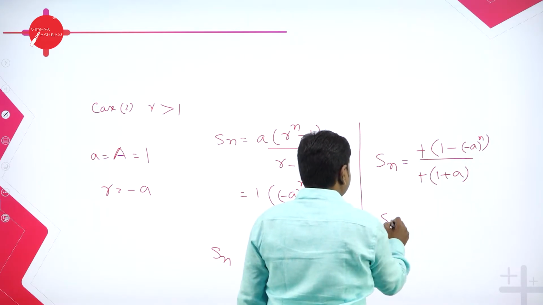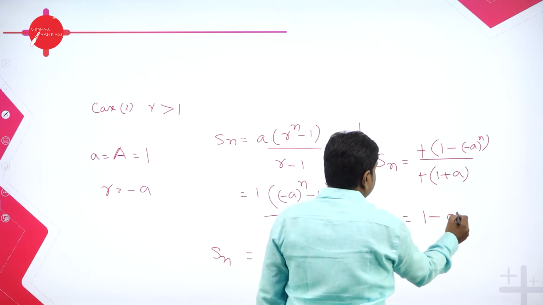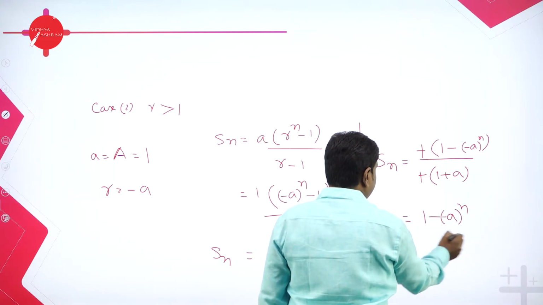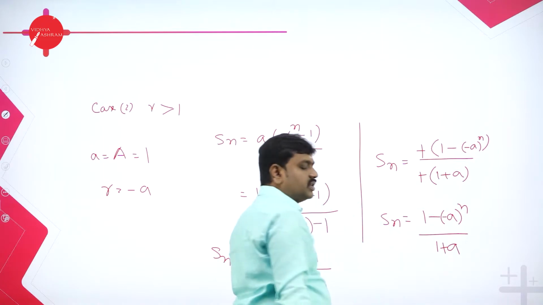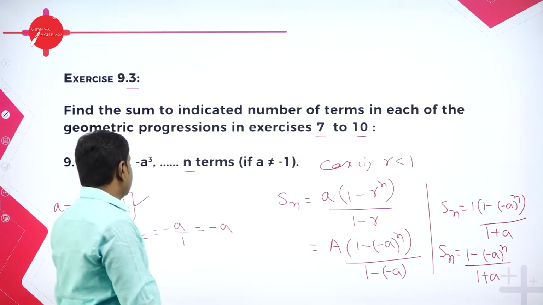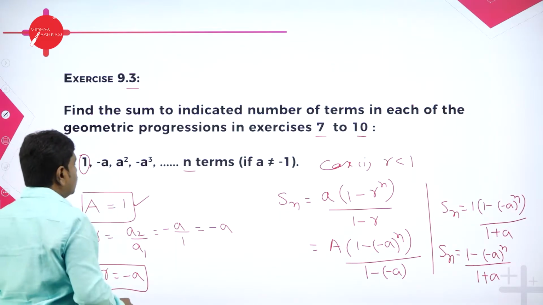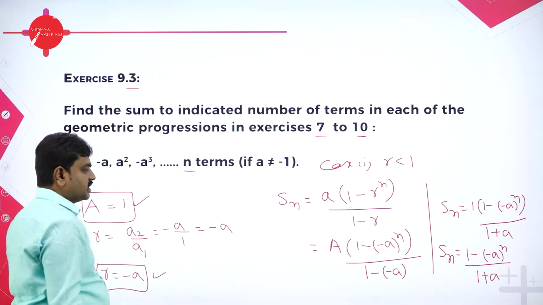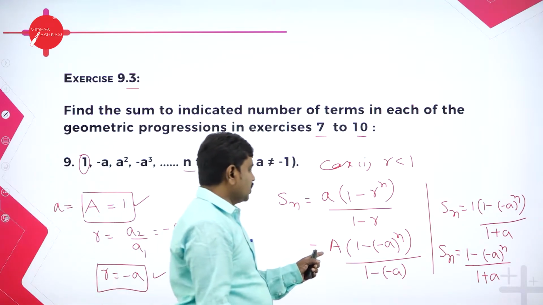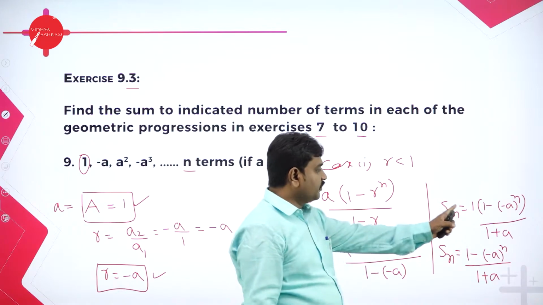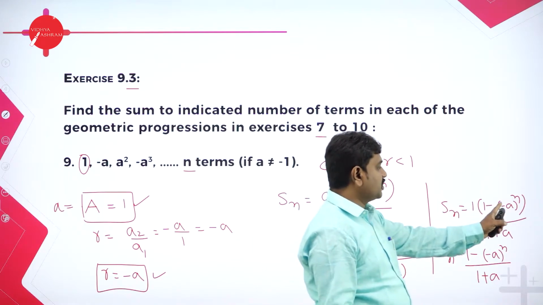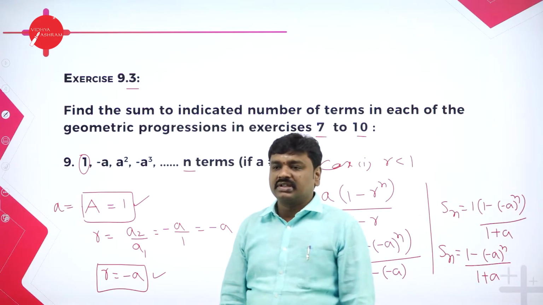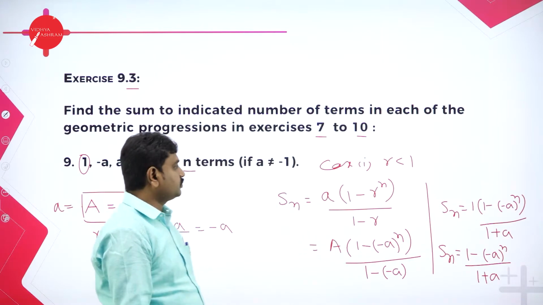Minus cancels, again it is the same: 1 minus a power n divided by 1 plus a. This is the sum of n terms. See, here the first term is what? 1, and the common ratio is what? Minus a, that's it. So the first term is 1, so in the place of a put 1 into 1 minus the common ratio, which is minus a, power n. Simplify, you will get the required answer.